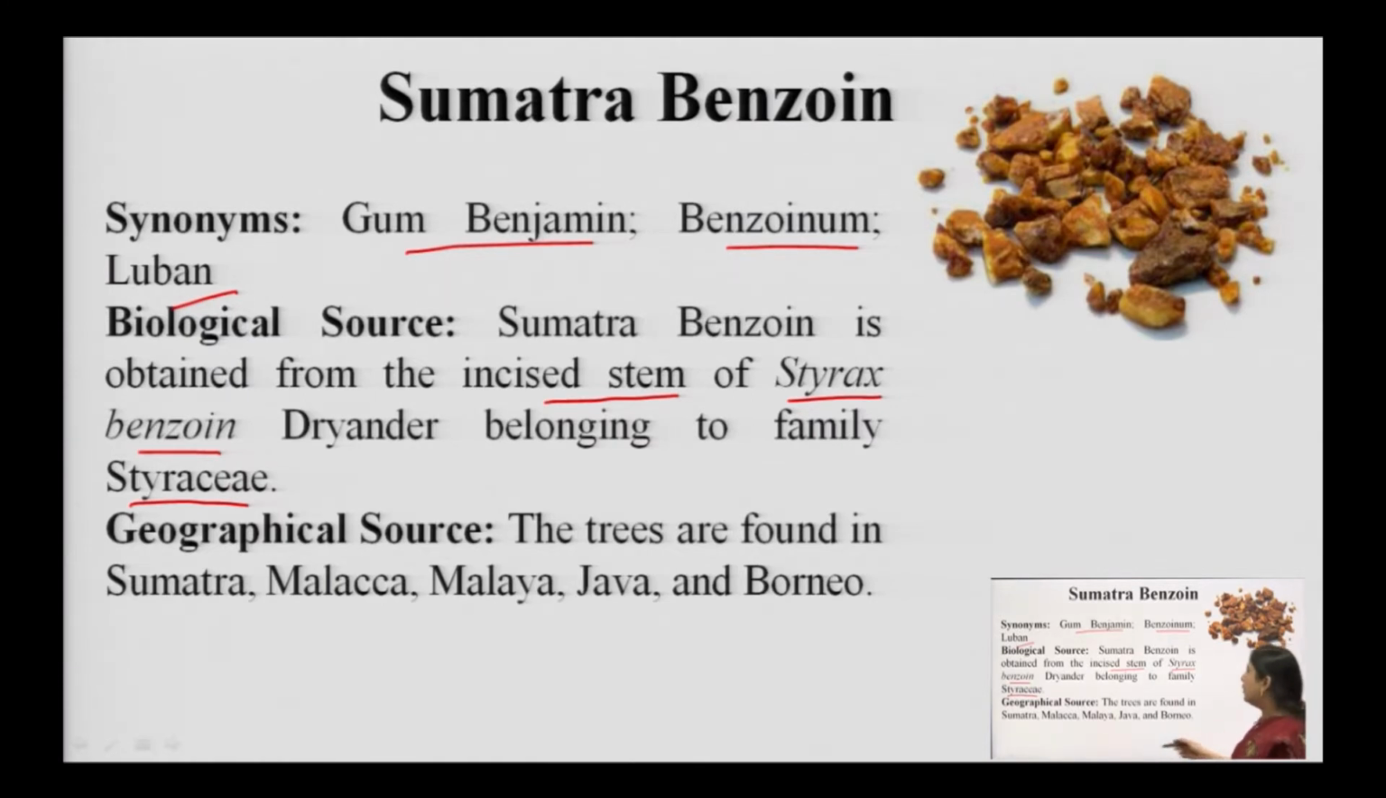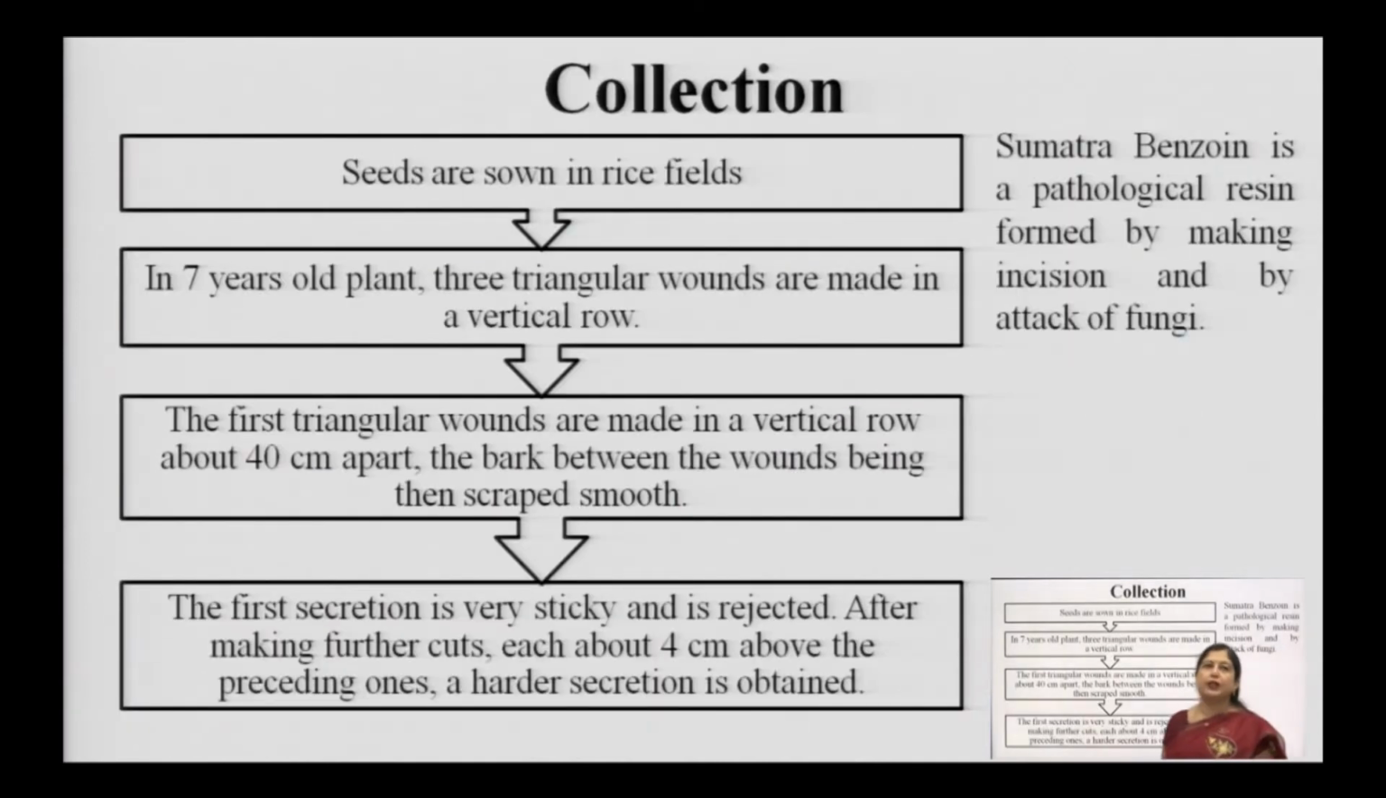Benzoin is produced from the incised stem, meaning the cut stem of the tree of Styrax benzoin, and mainly it is found in Sumatra, Malacca, Malaya, Java and Borneo. These are the islands in Indonesia. And it is a pathological resin. Pathological resin means when there is an external attack of any bacteria or fungi, after that the resins are produced through the volatile oils.